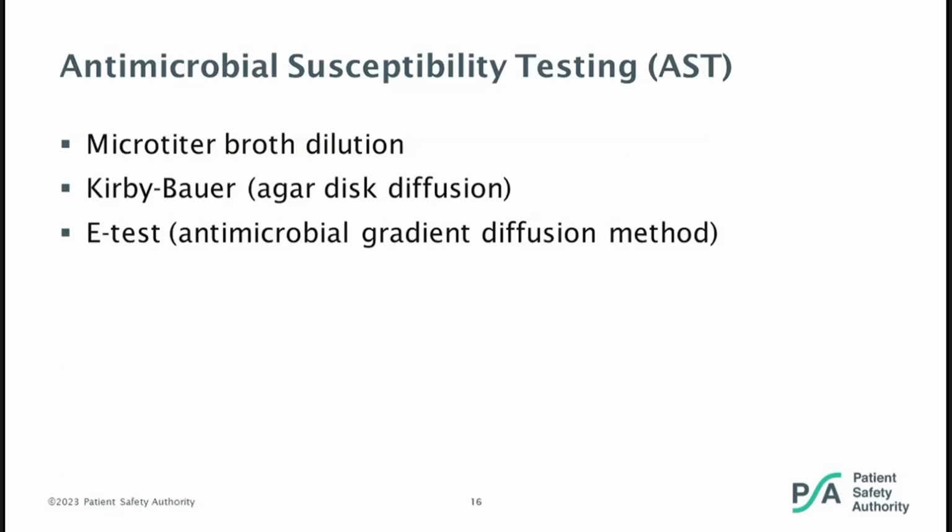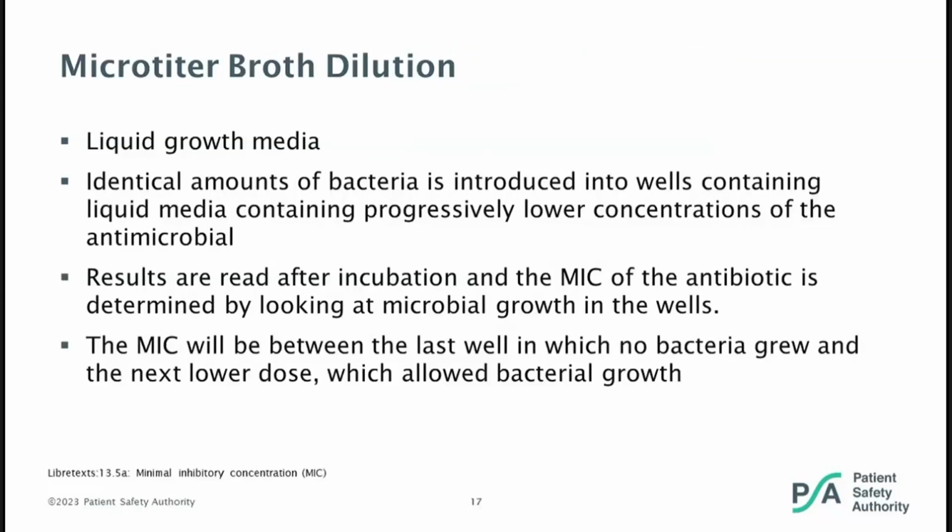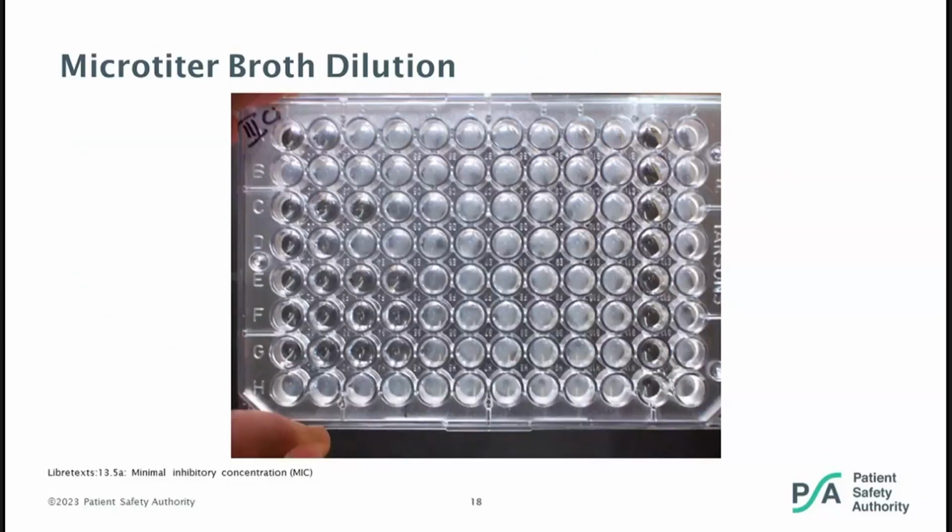Next, I'd like to go over some of the major ways in which we test for antimicrobial susceptibility. I think it's important to understand how the testing is performed so we can better understand and interpret the results. The three testing methods we will cover are microtiter broth dilution, Kirby-Bauer or agar disk diffusion, and the E-test, or the antimicrobial gradient diffusion method. While I do have text on this slide and future slides, I'm going to advance to the next slide while I talk about this method so you can see what I'm talking about as I explain it.